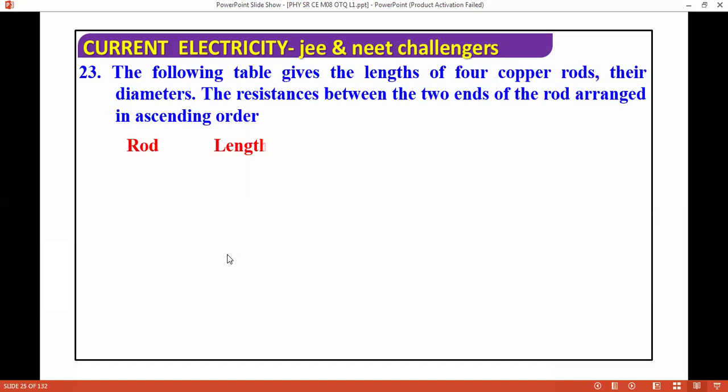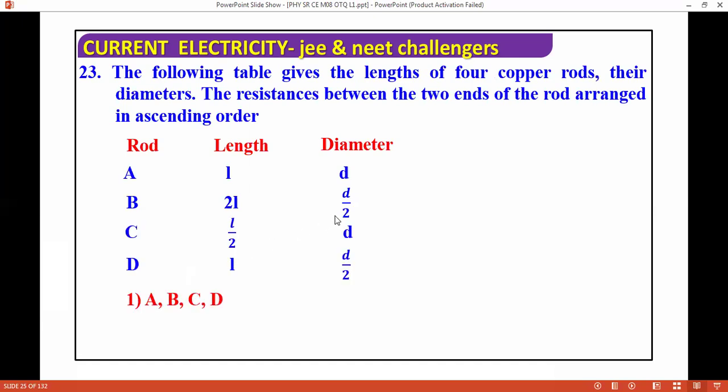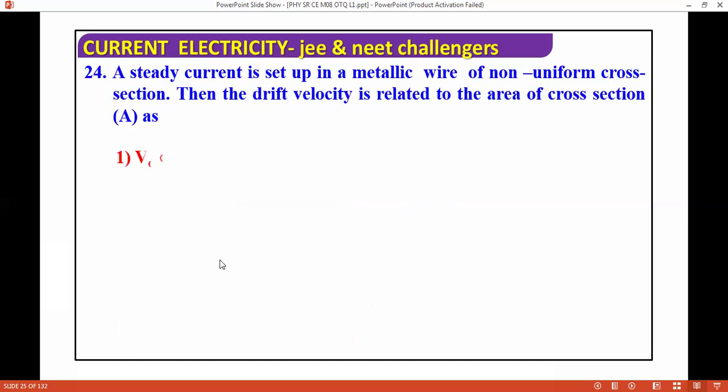The table gives the length of four copper rods, their diameters, and the resistance between the two ends of the rods, in ascending order. So you have to arrange them by length, diameter, rod. Again, it's a calculation. You can do it. Apply the basic formula for resistance, and if you arrange it, the answer will become CADV. Again, apply the basic concept. Area is pi d by 4 squared. Again, this is a good question.